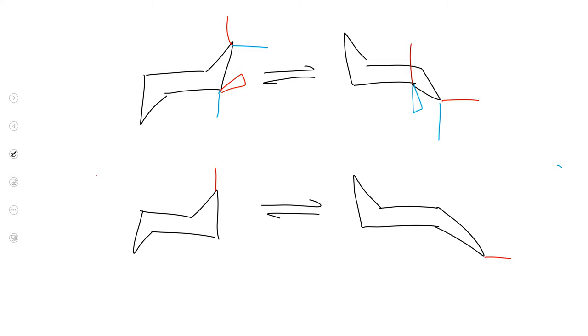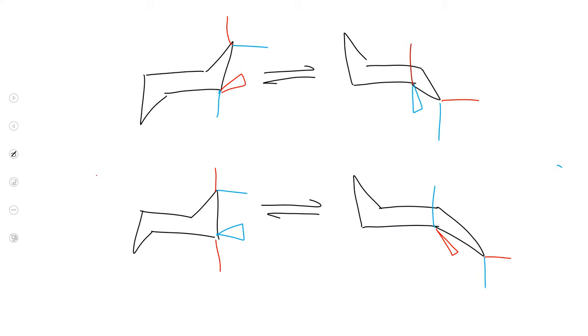So on this one, do the same thing. The red being up on carbon one on the headrest. And now we're going to put the red down on that side. Which means here. So the blue are definitely opposite of each other here. And so the trans isomer, the 1,2 trans isomer, is going to be more stable.